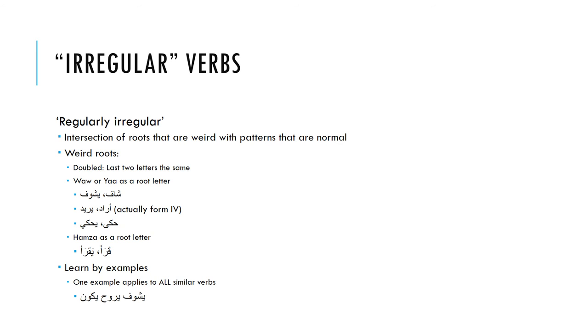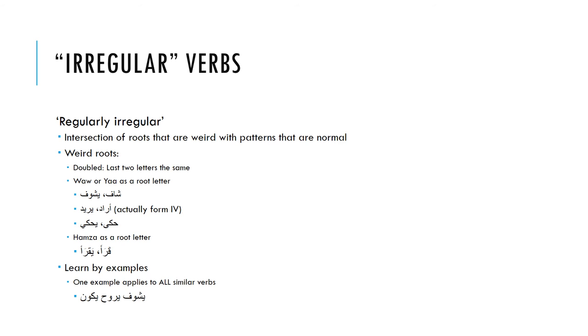Now, in a lot of European languages, we have what are called irregular verbs. You just have to memorize an entire paradigm, all of the past tense with all of the person markers, all of the present tense, all the person markers. Because they're European languages, they usually have three different kinds of past tense, etc. In Arabic, all irregular verbs are what I call regularly irregular. So there's an intersection of roots that happen to be weird with patterns that happen to be normal.